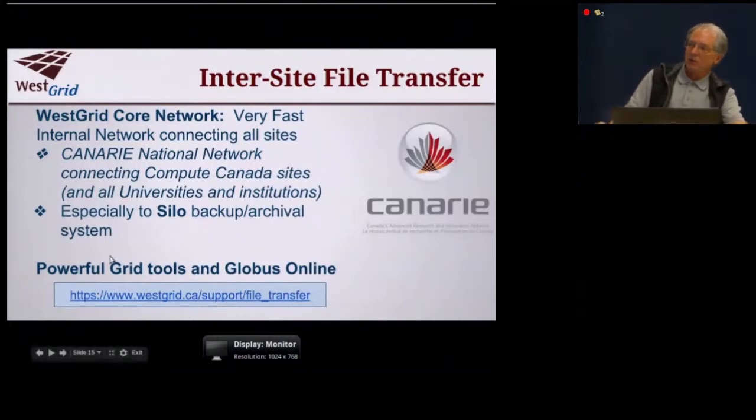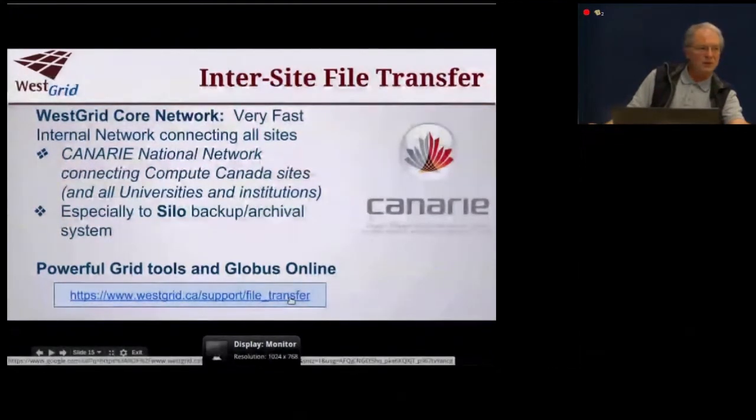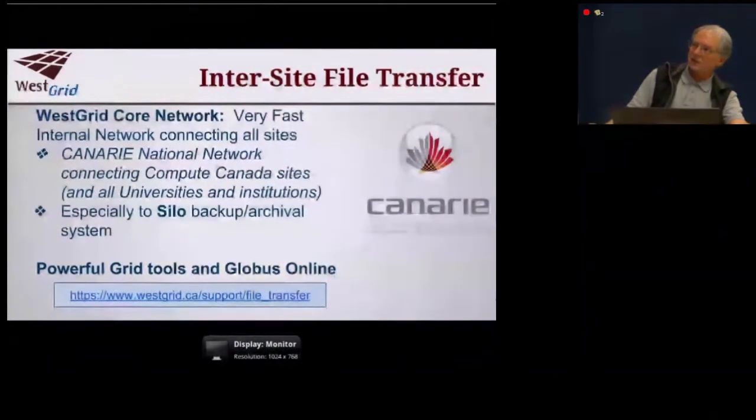We have therefore some powerful grid tools. They're usually called grid tools in this sense. And many grids like WestGrid throughout the world use these grid tools. Globus Online is a very nice one where there are centralized places you can start controlling the file transfer. Again, lots of details. Go and see the WestGrid site for those details. It's really nice to start running these things if you need them. So if you need to get stuff to Silo, you can run much, much faster than you can over the standard Ethernet, standard internet.